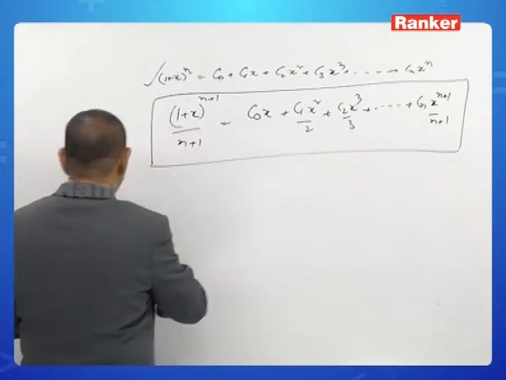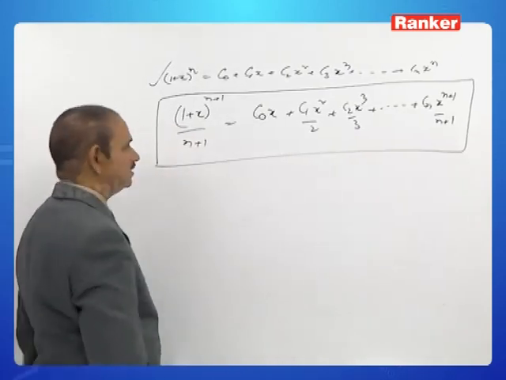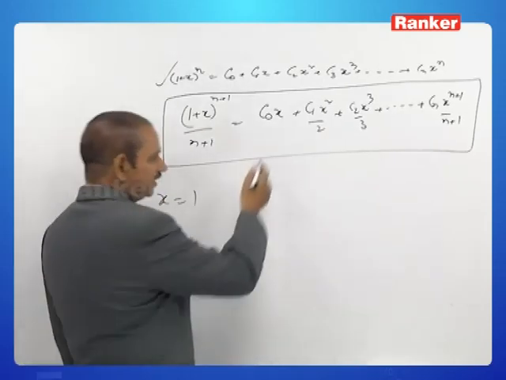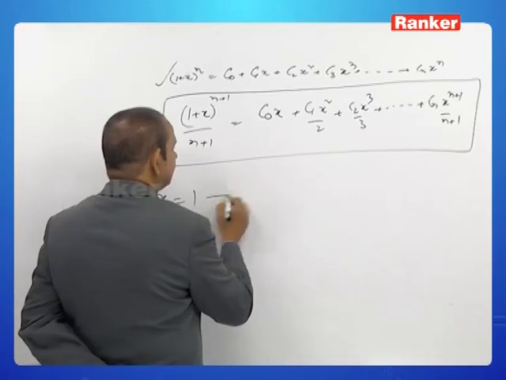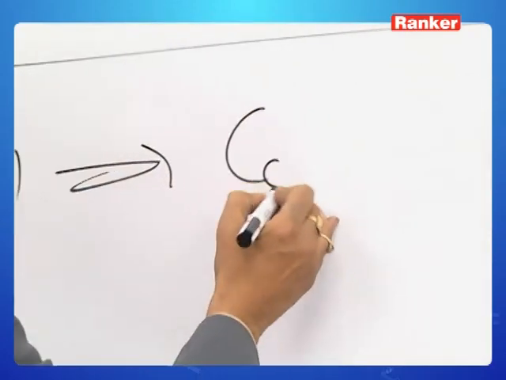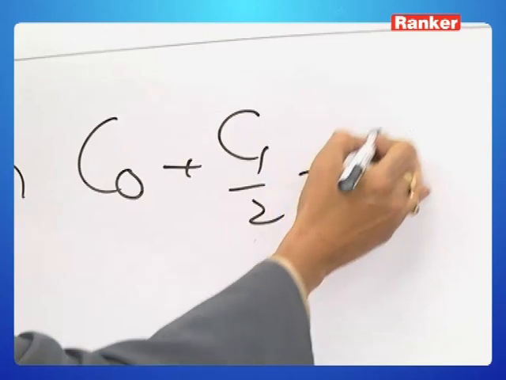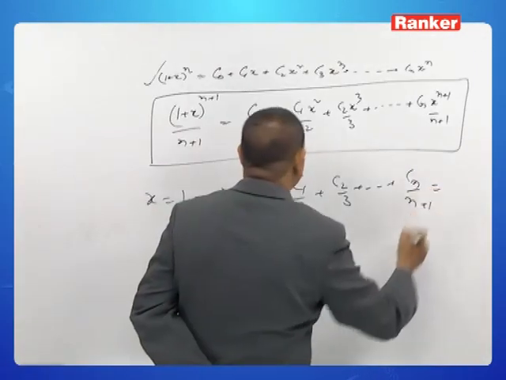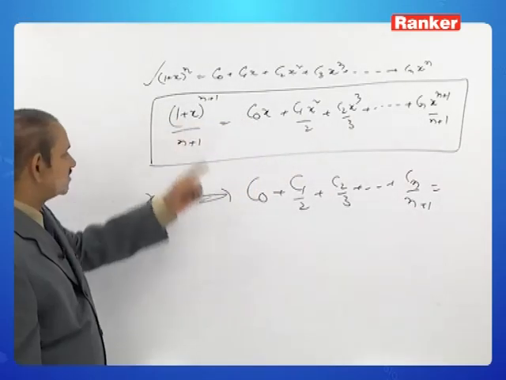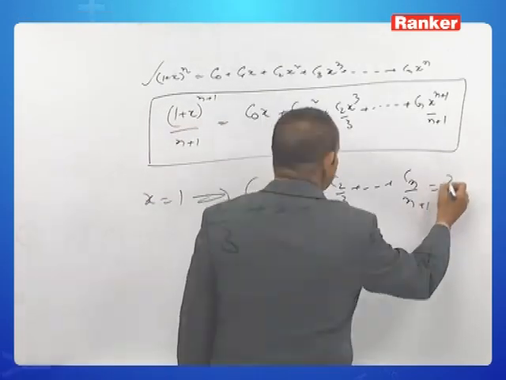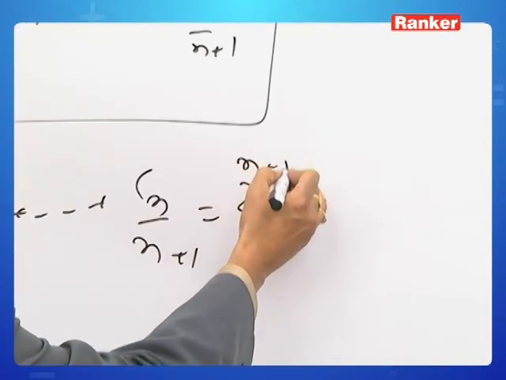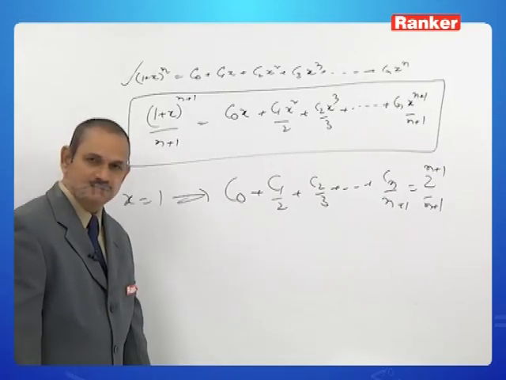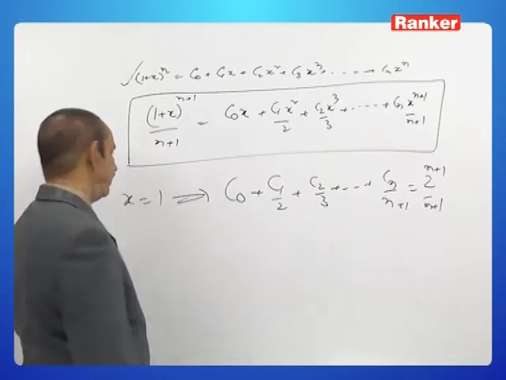Rather than this, another beautiful result that can be obtained from this, if you can put x is equal to 1 in this expansion, in this step, what do you have? C0 plus C1 by 2 plus C2 by 3 plus C3 by 4 and so on, Cn by n plus 1 is equal to, you take x is equal to 1, what do you have? (2 power n plus 1 minus 1) by n plus 1. Another beautiful result.